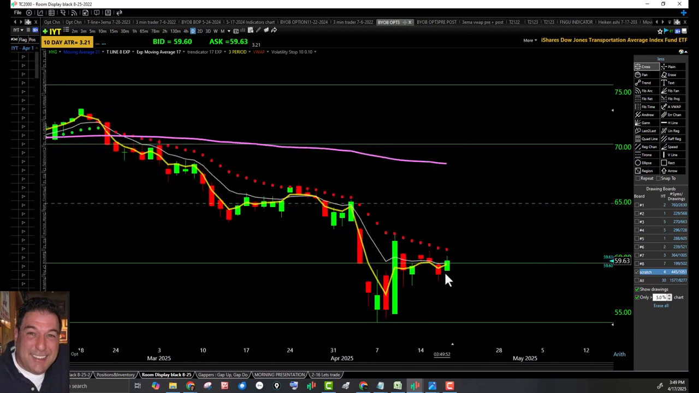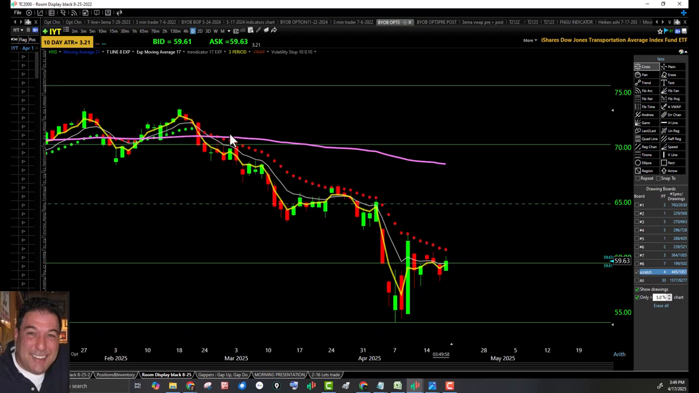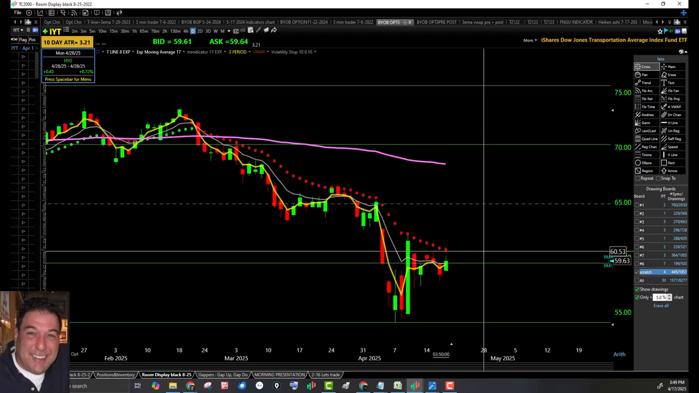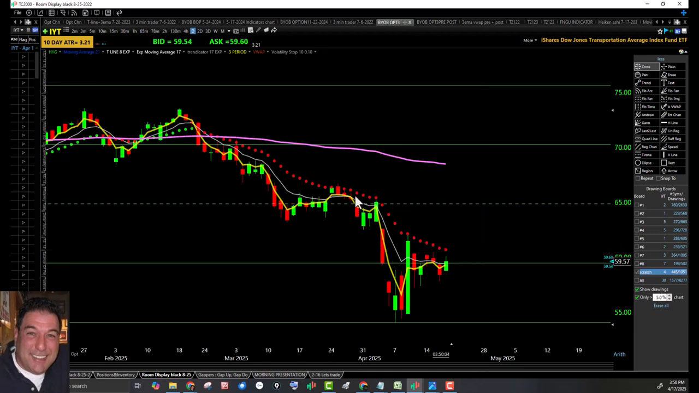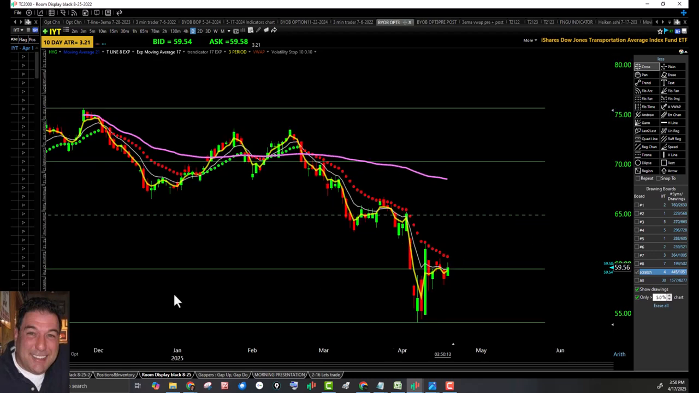Let's take a look at IYT. Transports, higher low, higher high, closing over a bearish trap, under the falling 17, under the all-time high anchored VWAP. Price action in the lower third, so that makes it bearish and in a downtrend. Lower highs and lower lows, that's a downtrend. So there's IYT. All right, traders, that's it for me for today.